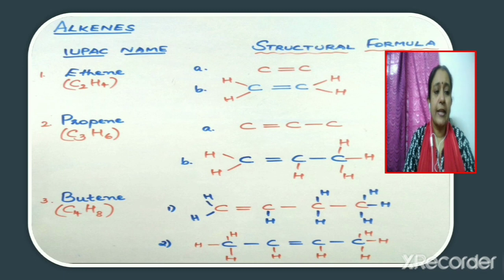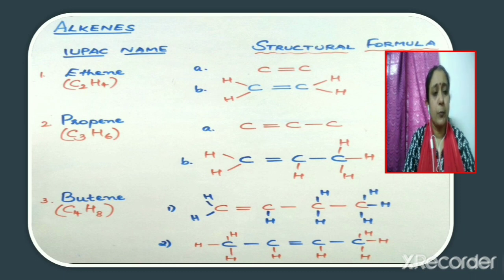As in the case of alkanes, here also we need to satisfy the valency of carbon by adding the required number of hydrogen atoms. So here it is a double bond between 2 carbon atoms. So 2 valencies are satisfied for both the carbon atoms. So we need to add 2 more hydrogen atoms to both the carbon atoms. Thus we get the structural formula as CH2=CH2.